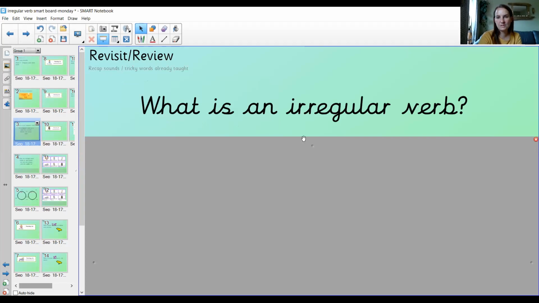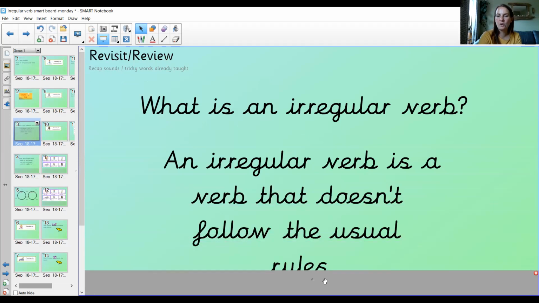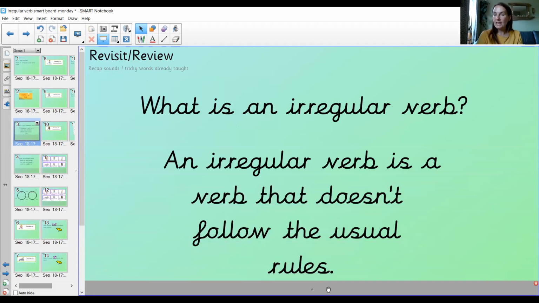So we have touched on this a little bit already, but I'll just go over it for you again. An irregular verb is a verb that doesn't follow the usual rules. Now, the usual rules when we change a verb to past tense is we would use a suffix. Does anybody know what that suffix is? It's an ed suffix. So let me just show you.